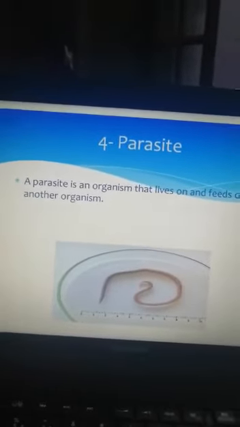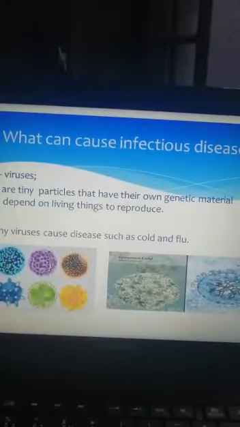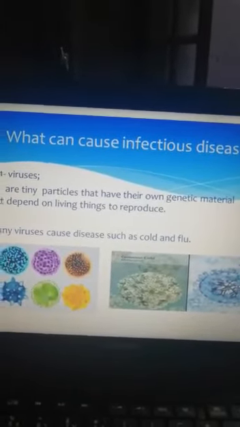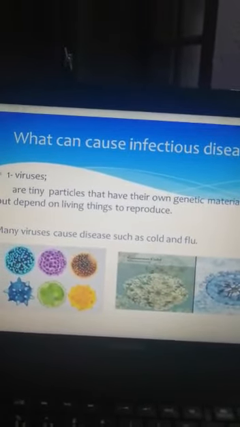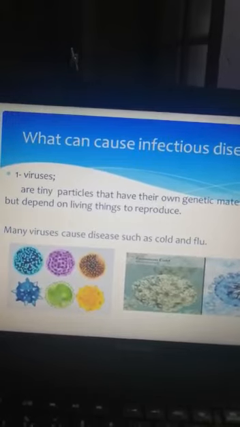So, who can tell me what can cause infectious disease? Yes, viruses, bacteria, fungi, and parasites.